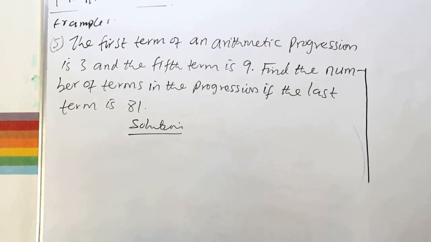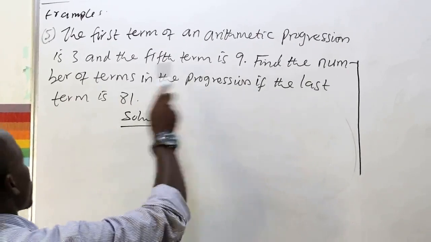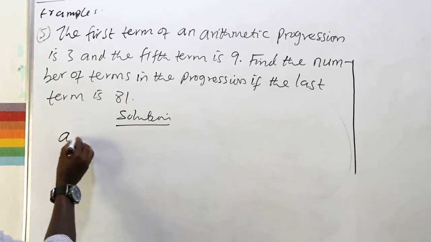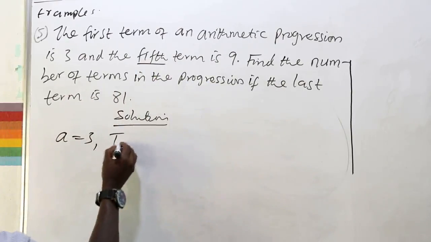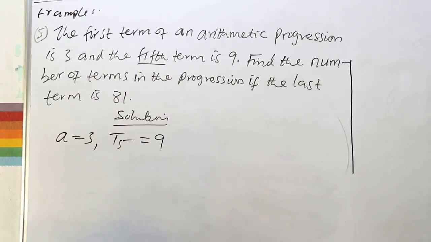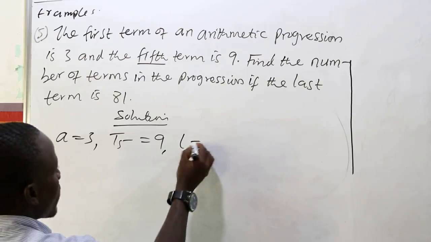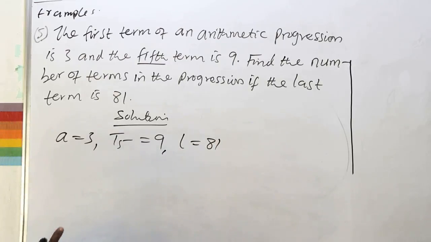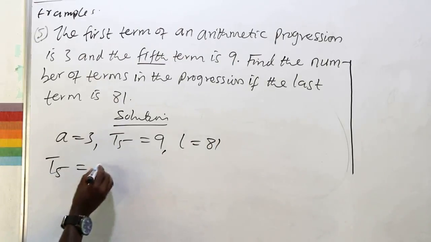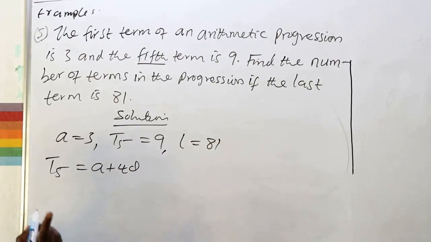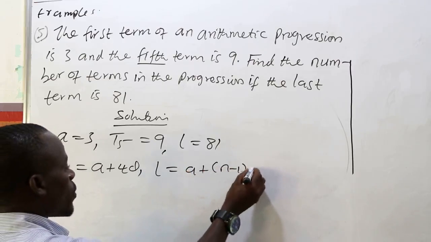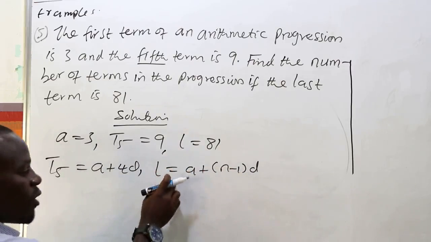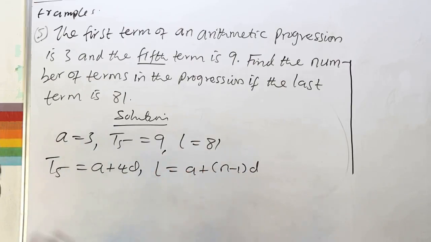That's number 5. The question is, the first term of an arithmetic progression is 3. That is, our a is 3. And the fifth term is 9. That is, t5 is 9. Find the number of terms in the progression if the last term is 81. That is, our L is 81. Now, t5 is a plus 4d. Don't forget, and L is a plus n minus 1 d. When we say the last term of an AP, it is the same thing as the nth term.